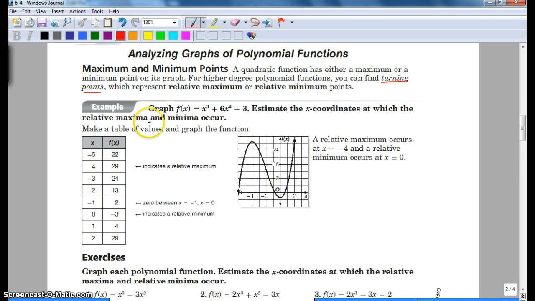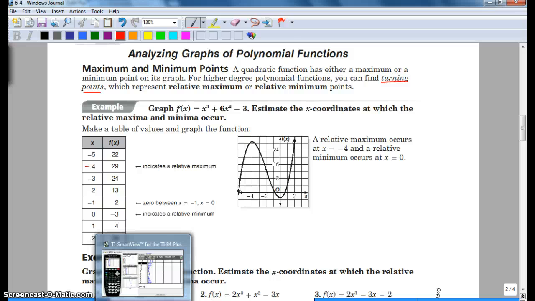So maxima is actually the plural form of maximum. Minima is the plural form of minimum. So there could be more than one relative maxima, hence maxima, the plural. Same with minima. Okay, so make a table of values and graph the function. So because these table of values are already here for us, I'm going to go back and forth between what I see here but also my graphing calculator just to justify some things.